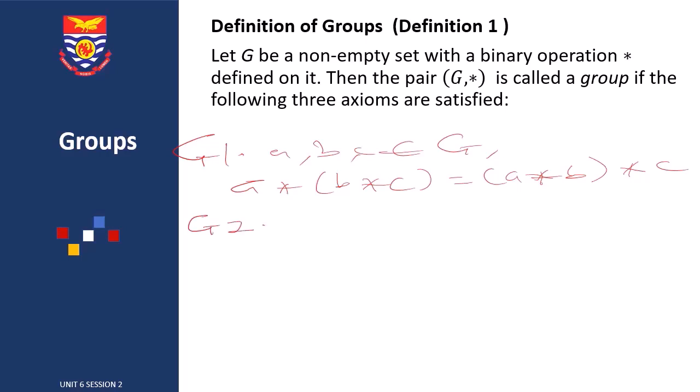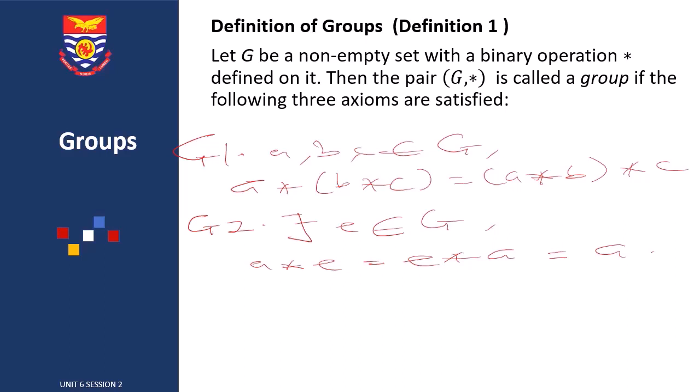Axiom 2: there exists E, a member of G. I know you know where the E comes from. The E is what we refer to as the identity element, such that A operation E equals E operation A, and that must equal A. Don't forget about your right and left identity elements. Once the right and left identity elements are equivalent, the answer is A for that group. So that's the second axiom.